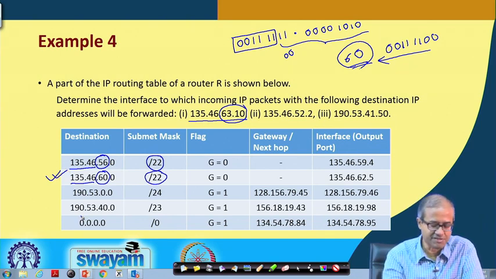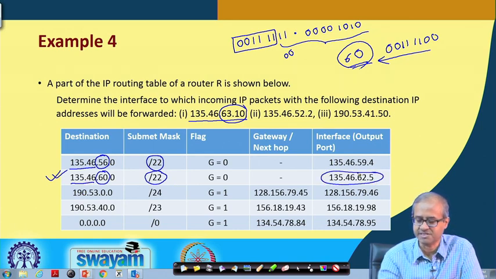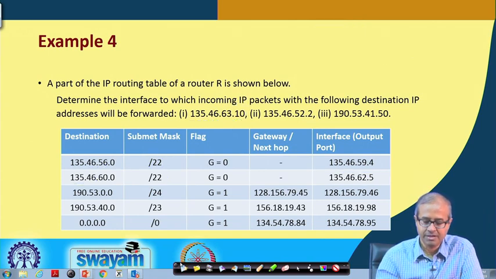Row 3, row 4 obviously there will be no match because they are starting with 190. So, the first packet will be forwarded to this particular interface, right. Now, let us look at the second example.